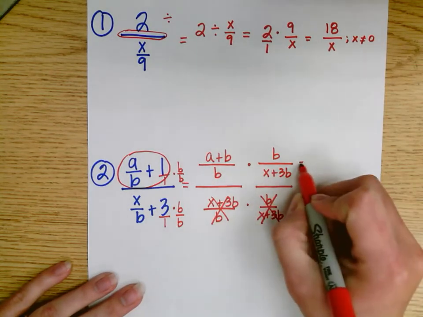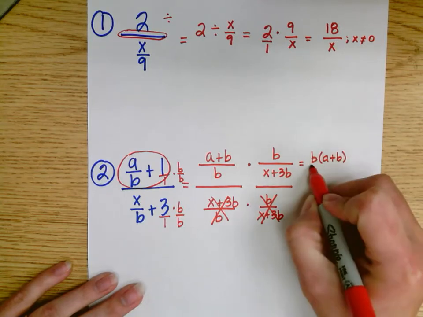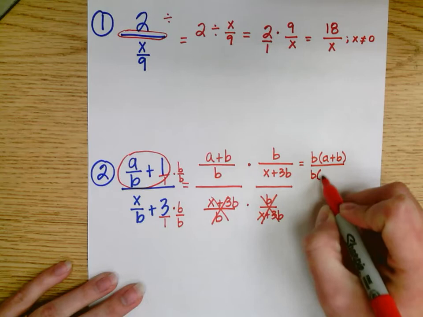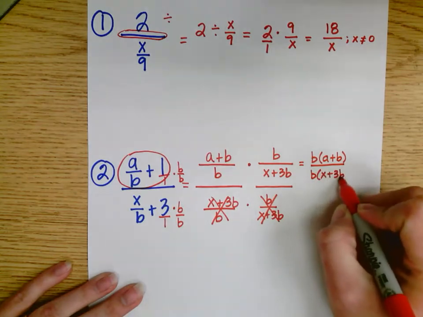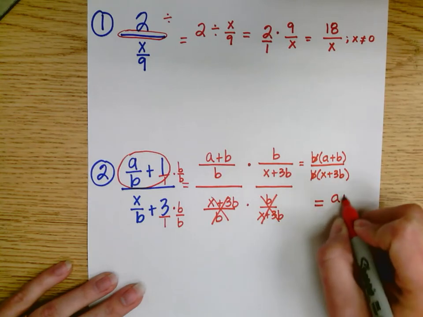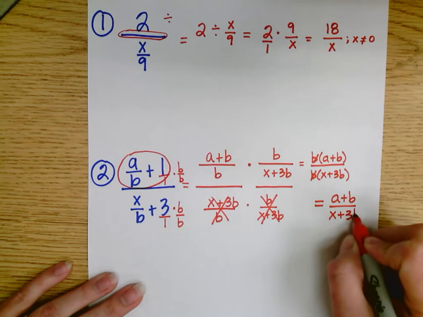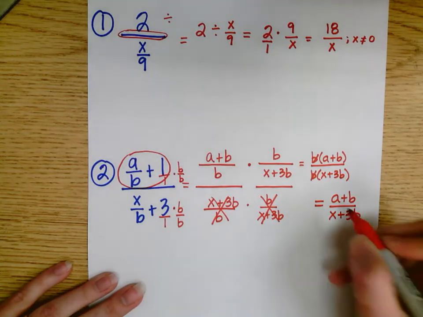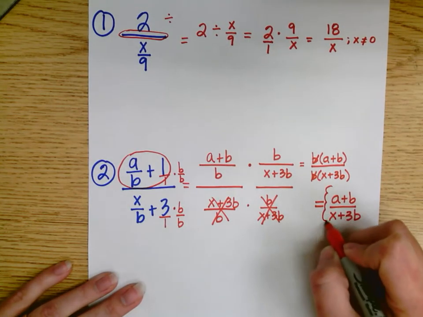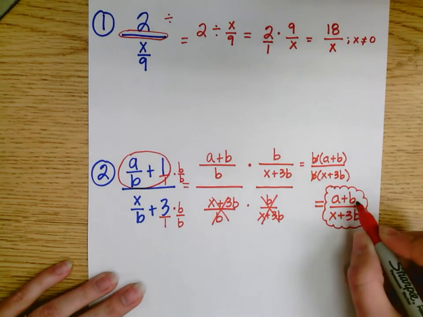and then I focus here. So I end up with b, and I'm going to use parentheses, a plus b over b, times b over x plus 3b. My b's are going to cancel, and so my final answer is a plus b over x plus 3b. Again, if we needed to state our restrictions, we can, but we've got a lot going on, so let's just focus on, yay, we got to the answer.